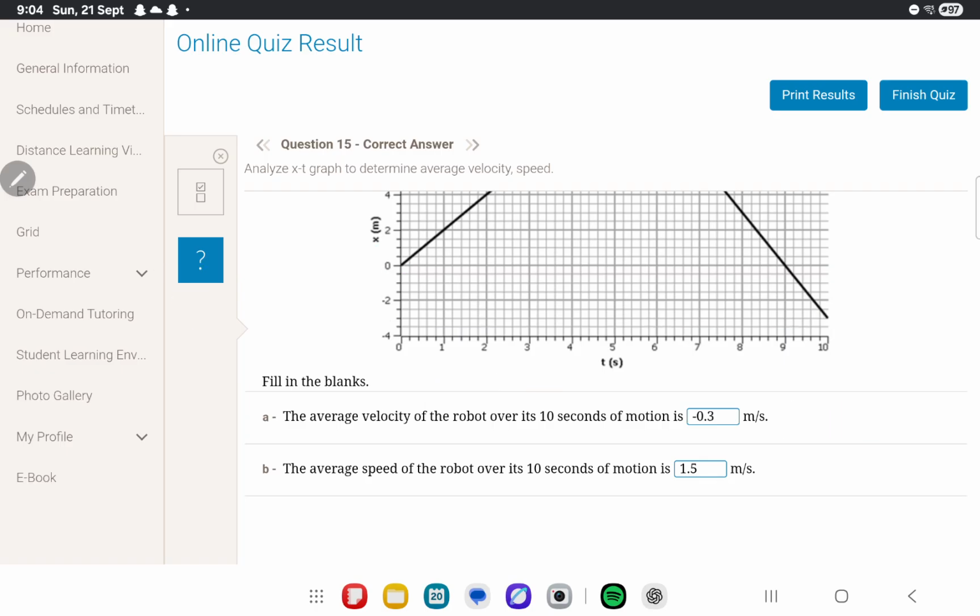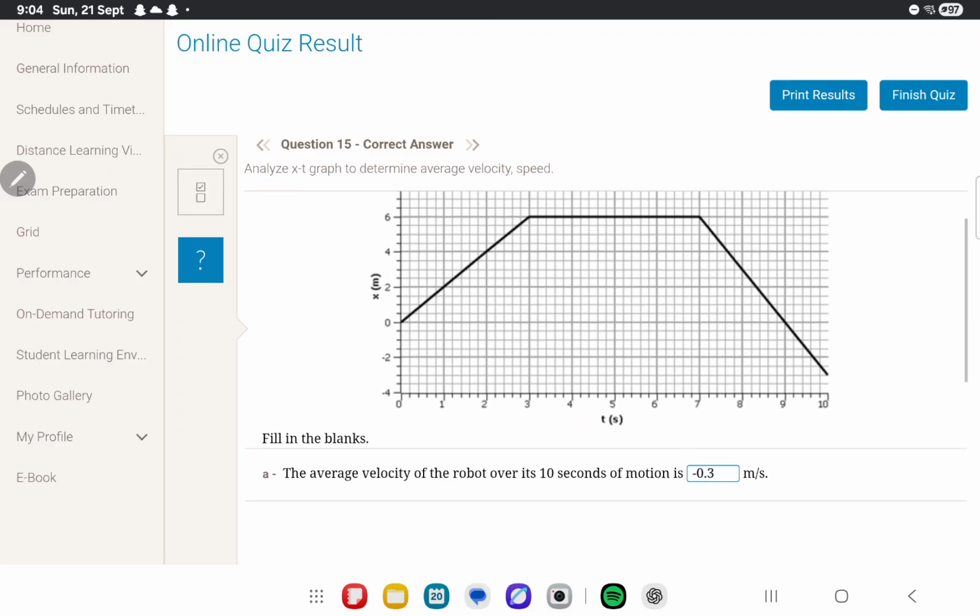Okay. The average speed is the distance over the time, so it's going to be over 10 seconds again. Now we're going to find the distance covered. This part here is 6 meters covered, right? Because it went from 0 to 6. Now, the change here, as you can see, it's 6. It started off at 6 and it ended at 6. So there's no change in distance. It's going to be 0 meters and it's a flat line.